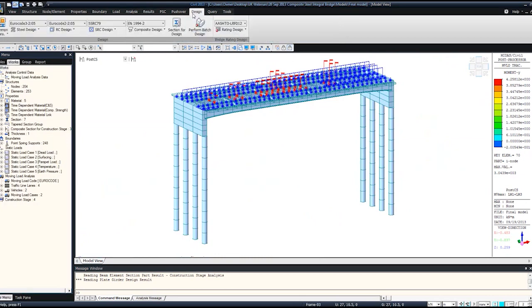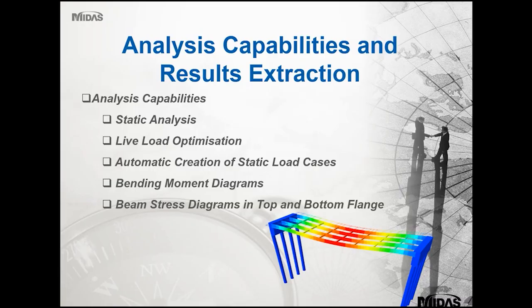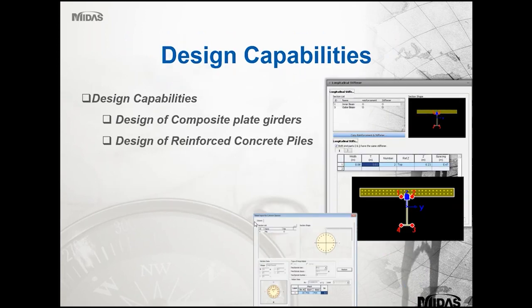So now we're going to continue on to design. I'm going to go back into the presentation. So during the design part of the demonstration, we're going to focus on the design of the composite plate girders, so the steel girders in the reinforced concrete deck, and we're also going to look at the design of the reinforced concrete piles. So I'm just going to take you back into the graphic user interface now.